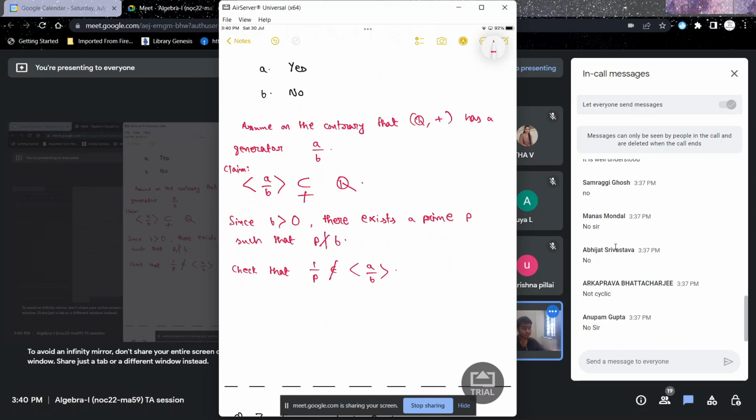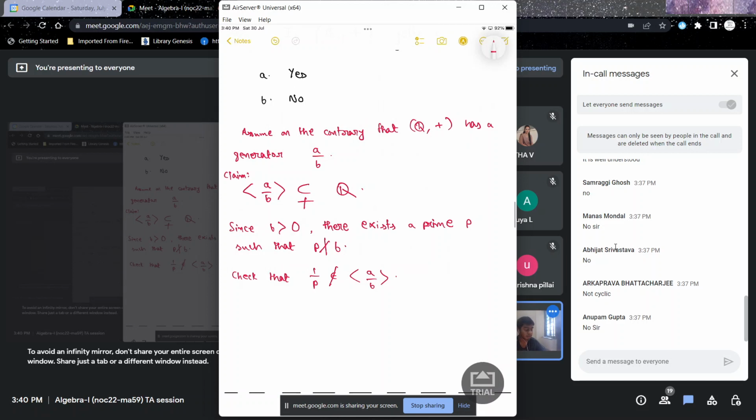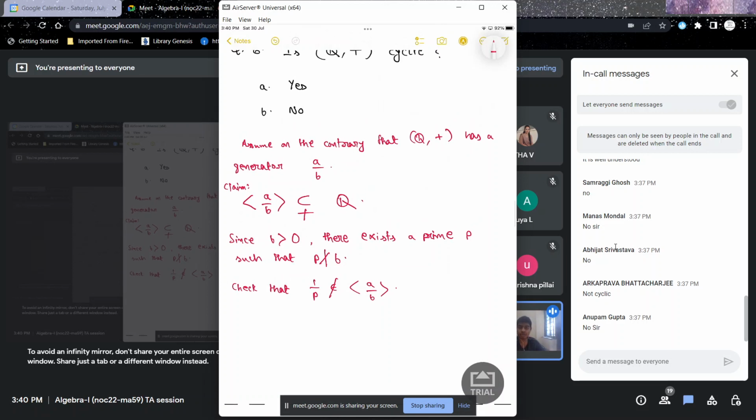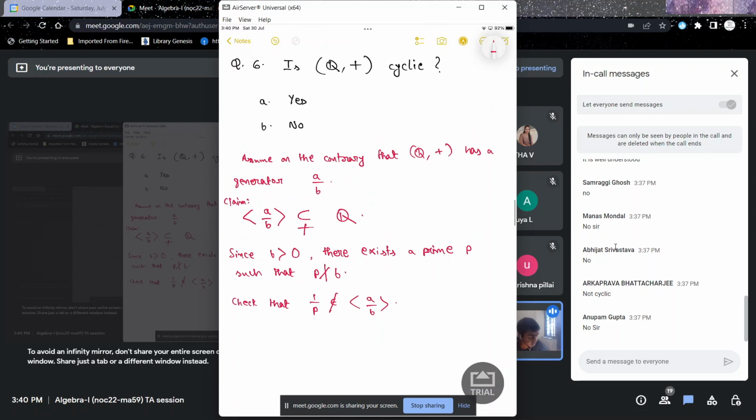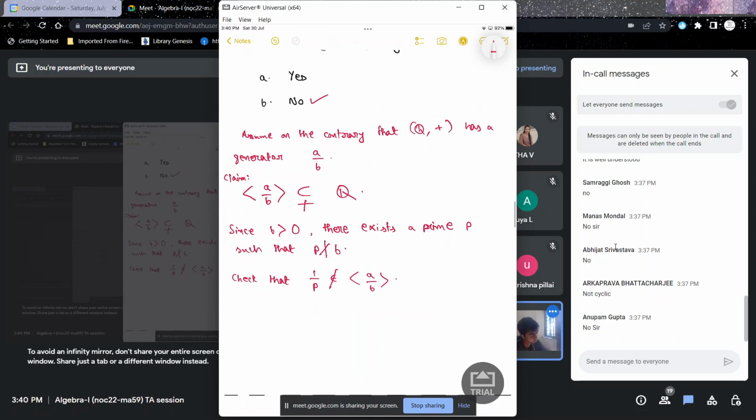Which precisely says that the subgroup generated by A over B is certainly a proper subgroup of Q. So certainly Q with addition is not cyclic, right? This gives a contradiction because we assumed initially that Q with addition is cyclic, and we get a contradiction out of it.